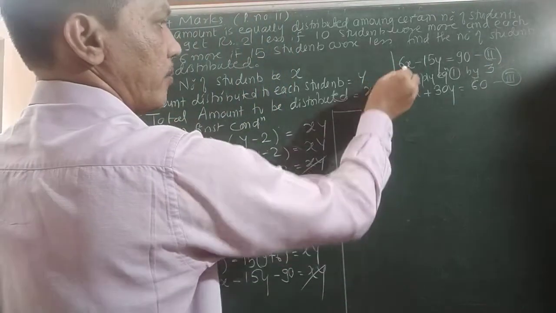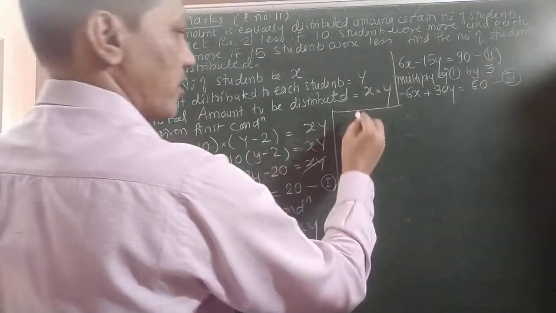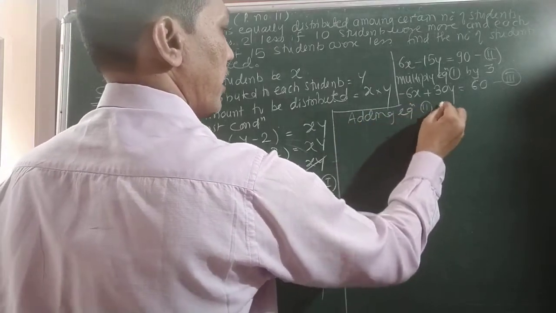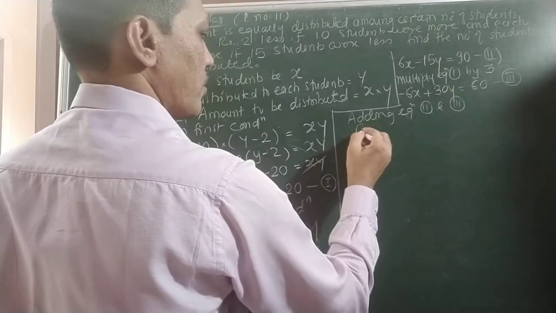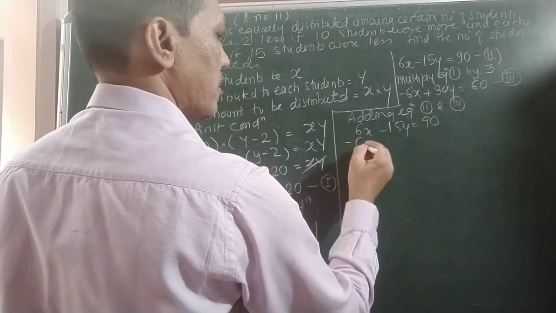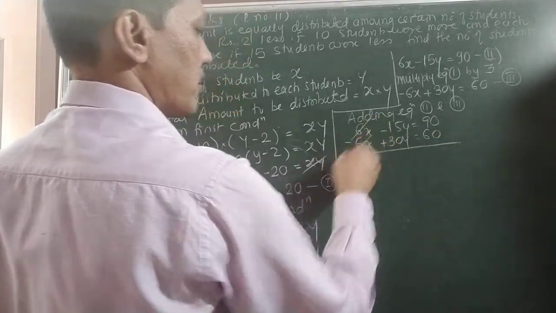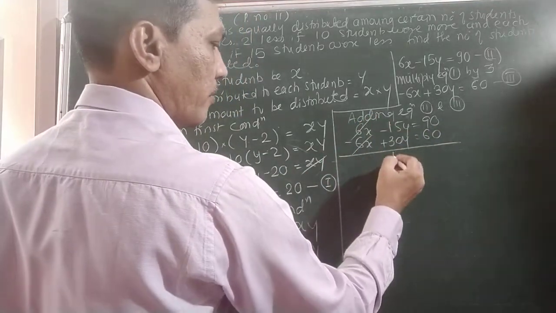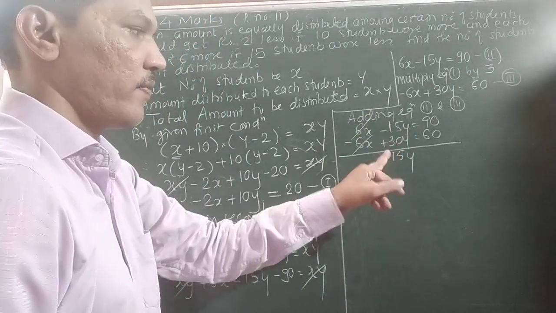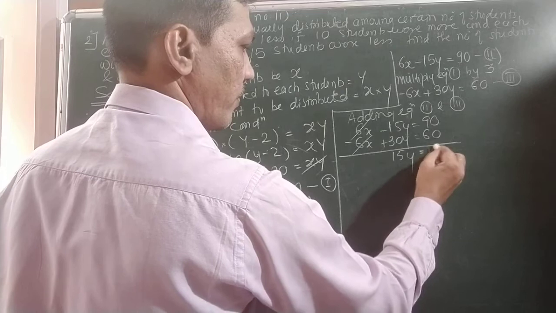Now look at the second and third, both are the same, and luckily the signs are opposite. If signs are opposite, then addition. So adding equations second and third: 6x, 15y, 90, and minus 6x, 30y, 60. Adding, the 6x signs cancel. Plus and minus means subtraction: 30 minus 15 is 15, the bigger number is 30, so the sign is plus. And on the right, addition, that is why 150.